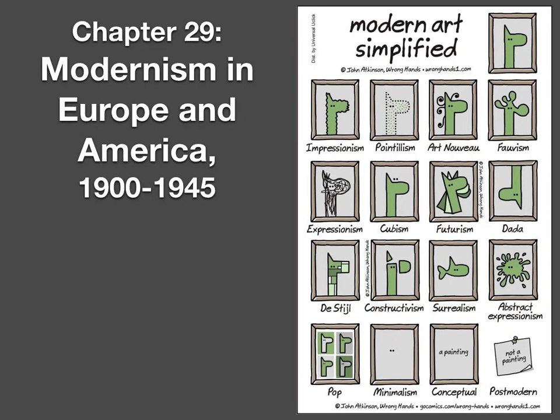In this lecture, we will be looking at Chapter 29, Modernism in Europe and America, 1900 to 1945. Now, this chapter is a very large chapter with a lot of information in it, so try not to get overwhelmed. As I mentioned in class, I would take this chapter in smaller bites. Don't try to read all of it at once.